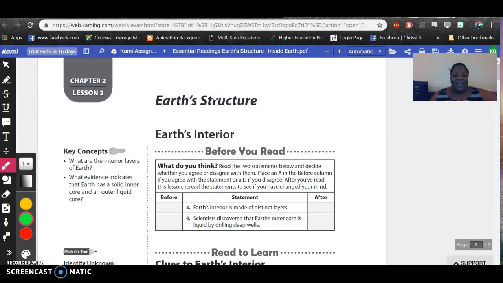So again, I handed this out in class for homework, and if you weren't in class, you can download it and print it yourself from the Google Classroom, or you can use the Kami app and write on the document using your phone and submit it through Google Classroom. That way, it's due tomorrow.